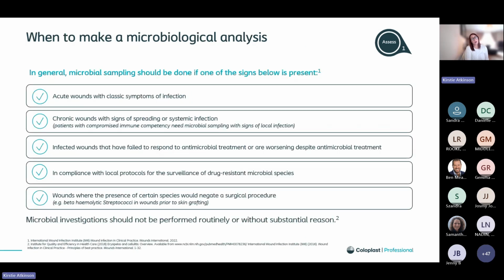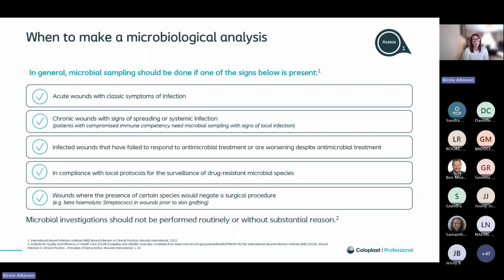So to know that a wound is infected, sometimes obviously we can look at it and see just from the local site of infection, but there are cases where you might need to do a sample. And the general rule of thumb for when you need to take a microbiological analysis is if you've got an acute wound that has classic symptoms of infection. Any chronic wounds that have signs of spreading or systemic infection, you wouldn't necessarily swab if they had signs of a local infection. If you've got an infected wound that's failed to respond to antimicrobial treatment or it's getting worse.